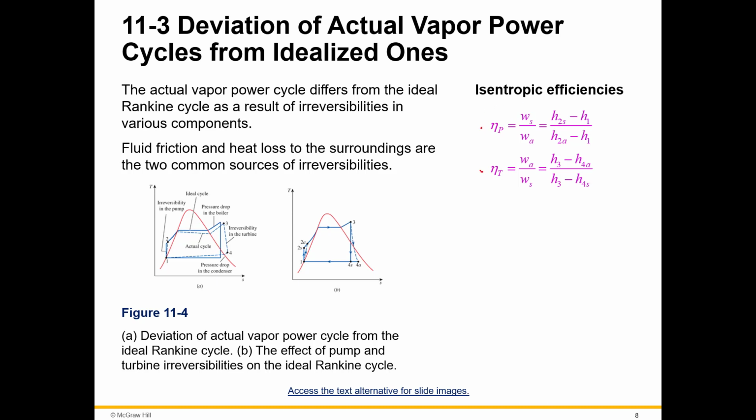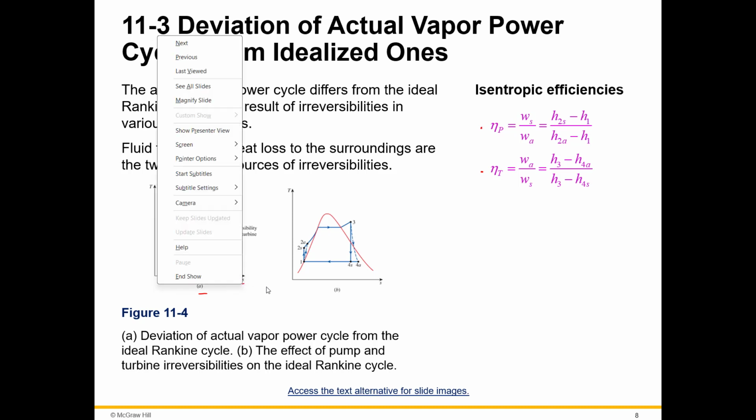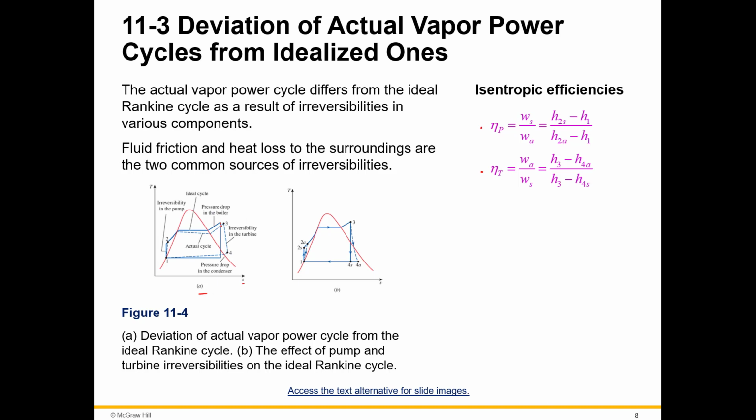And then just a little dot for A. So right here: deviation of actual vapor power cycle from the ideal Rankine cycle. You see that the solid line is our ideal. You should know that when you see entropy, the S, and this line right here going straight down, it's staying the same. But this dotted line, we're going to have an increase in entropy right here. So that should have clued you in.